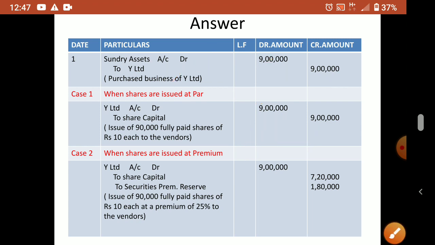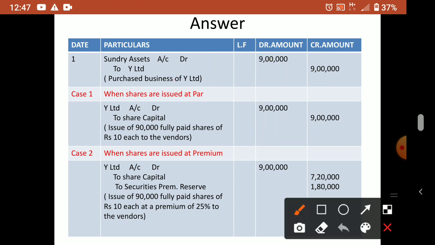Okay. But in the premium case, this one we have to calculate. So when shares are issued at a premium, what will come? Y Limited only is debited here also, no change at all. So remember, first the sundry asset to Y Limited vendor. Next, the debit entry will be the vendor name, vendor account debtor. Here the vendor is Y Limited account debtor 9 lakh. Then we have to bifurcate now. So here it is for 25% premium.